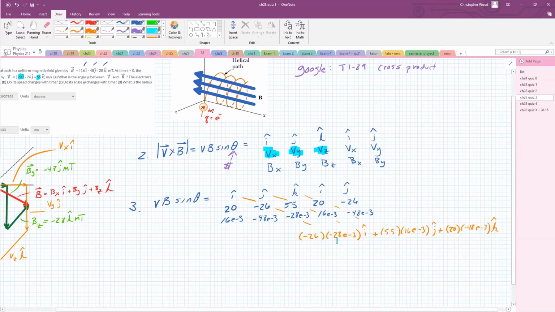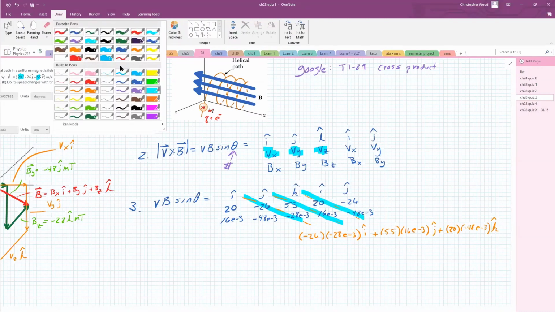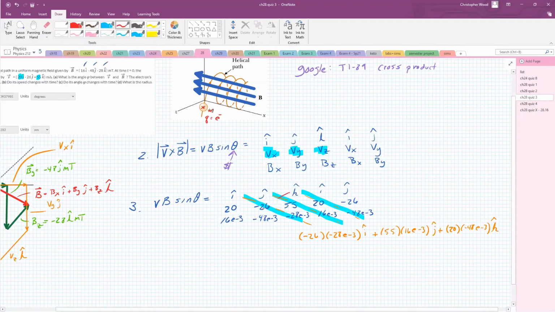26 times negative 28 E minus 3 I hat. That looks good. 55 times 16 E minus 3 J hat. That looks good. 20 times negative 48 E minus 3 K hat. Okay. And then let's flip the other way. Ready? This times this times this, and then this times this times this.